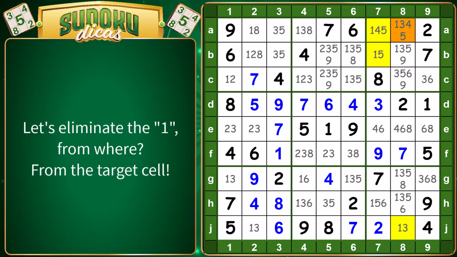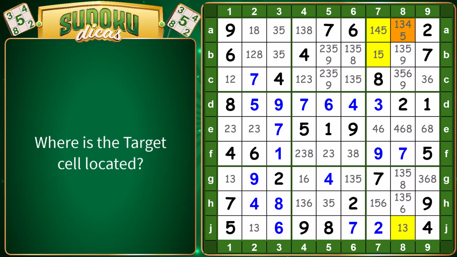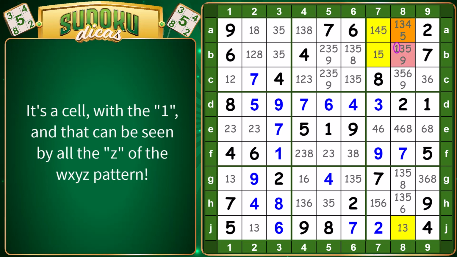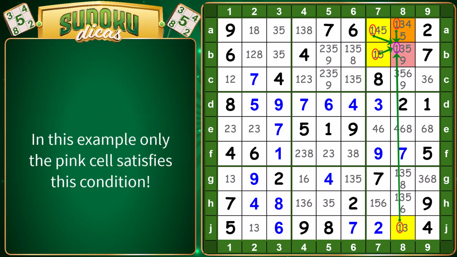Let's eliminate the 1 from where? From the target cell. Where is the target cell located? It's a cell with the 1, and that can be seen by all the Z of the WXYZ pattern. In this example, only the pink cell satisfies this condition.